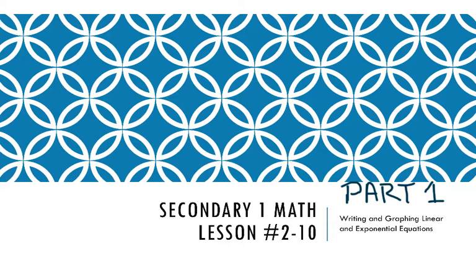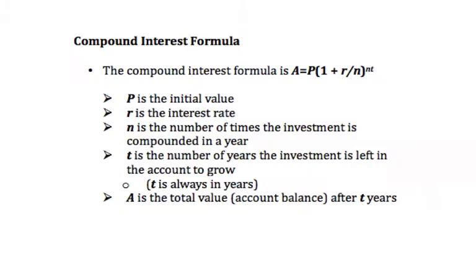This video covers Part 1 of Lesson 2-10 for Secondary 1 Math, Writing and Graphing Linear and Exponential Equations. This lesson focuses on a specific exponential formula called the compound interest formula. And here we can see the compound interest formula is written as A equals P times 1 plus R divided by N raised to the NT power.